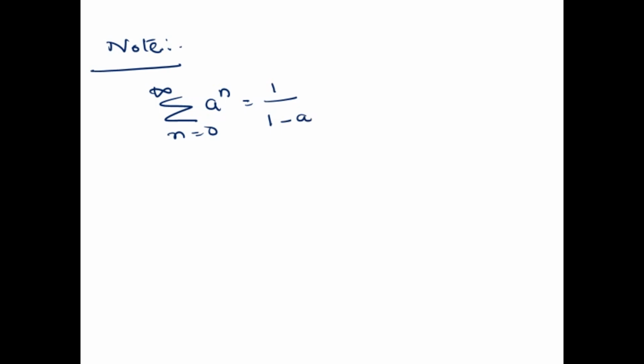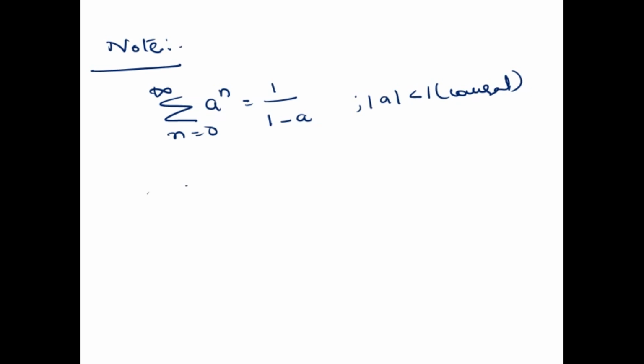Next, some of the formulas we are going to discuss. First one, summation n is equal to 0 to infinity a power n is equal to 1 divided by 1 minus a, where mod a is less than 1. That means it is causal. Causal means a signal which starts from 0.